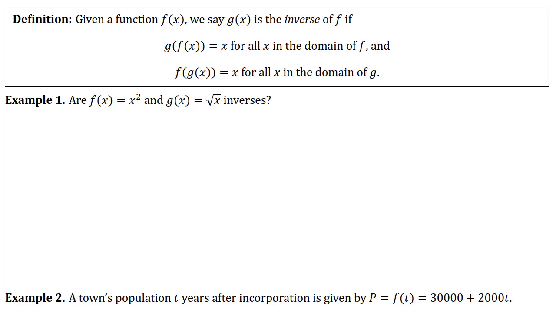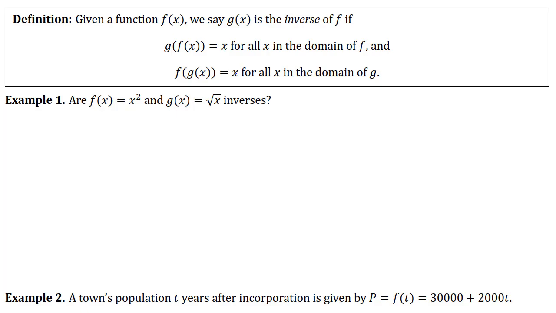All right. Here we are with this definition of the inverse function. So if we're given a function f of x, we say that g of x is the inverse function of f if these two things are true. If g of f of x, that function composition, just cancels out to give you the formula x, and that's true for all x in the domain of f, and also f of g of x likewise is equal to x for all x in the domain of g.